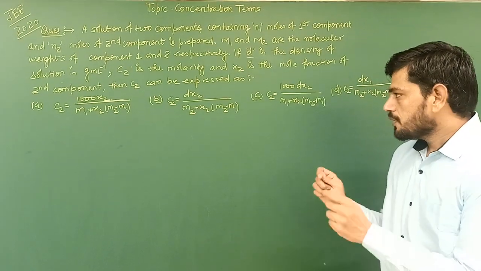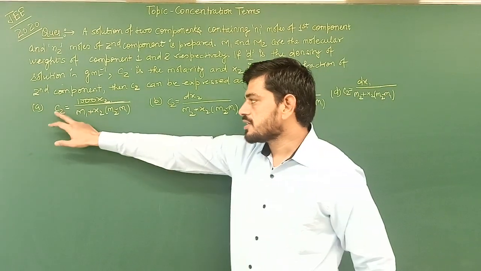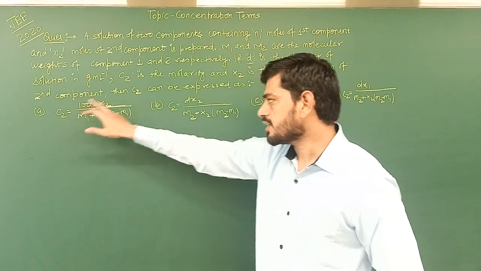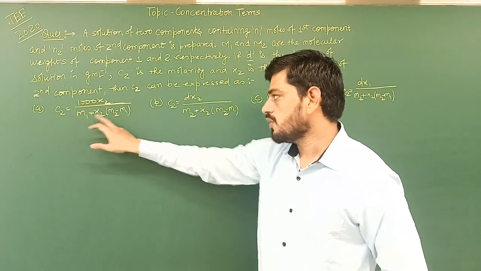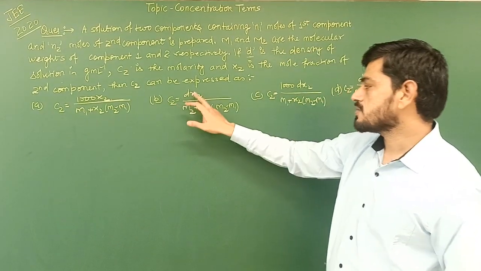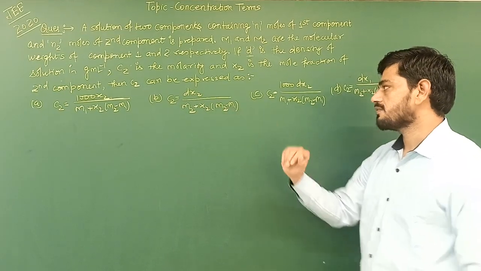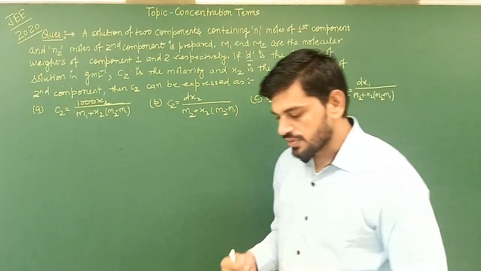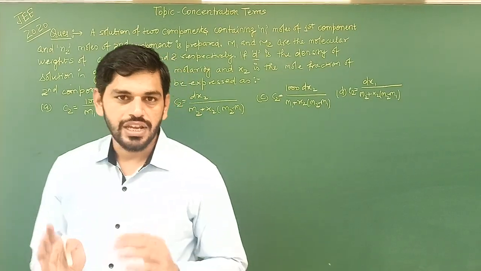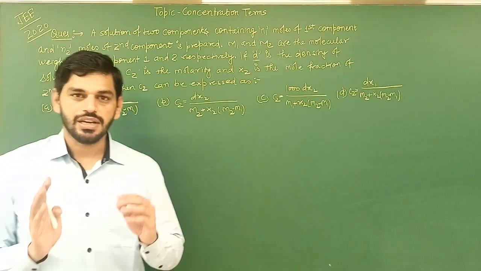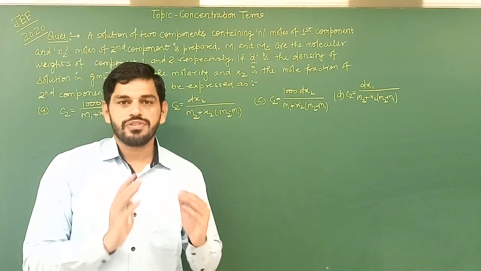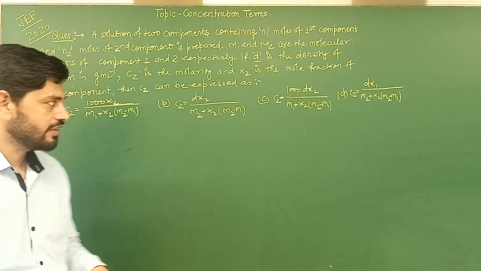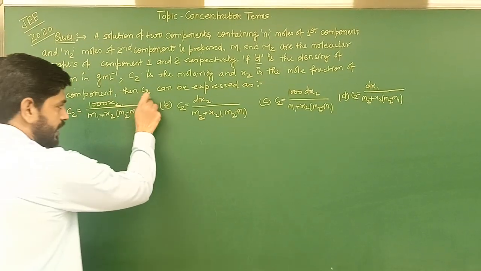Now when we go through the options, this concentration term, the molarity, is represented in terms of mole fraction and the molecular weights. B option is also there, with mole fraction and molecular weight, and same for C and D. So basically in this question we have to establish a relationship between the molarity and the mole fraction of that component. How can we approach this question from the very basic definition? So basically we have to find out the molarity.